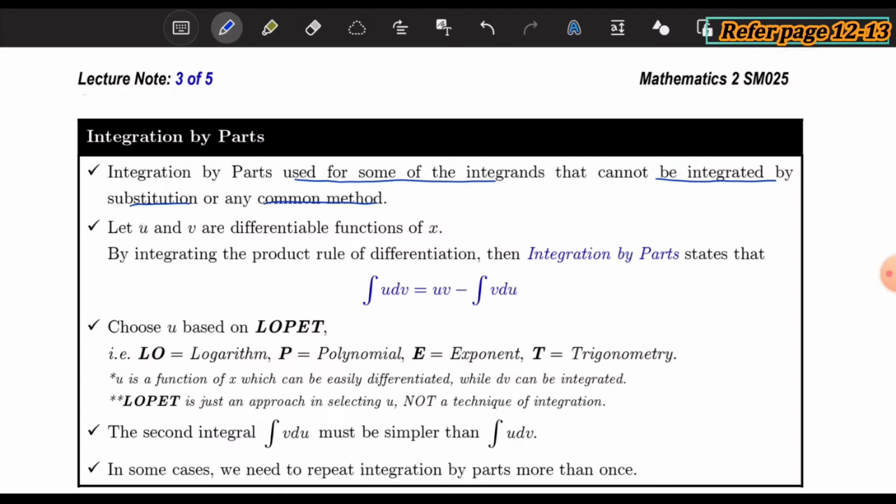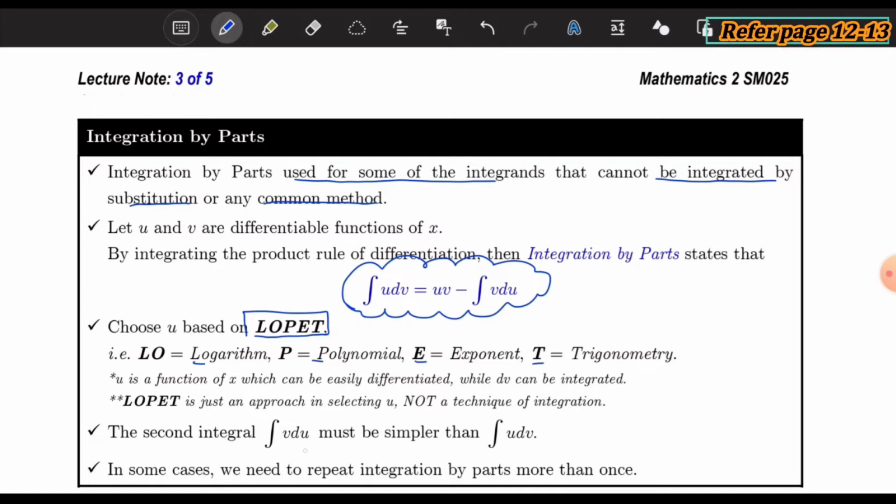For the by parts method, we let u and v be differentiable functions of x. By integrating the product rule of differentiation, integration by parts states that the integral of u dv equals uv minus the integral of v du. And to choose u, we can use the acronym LOPAC: LO for log function, P for polynomial, E for exponent, and T for trigo. This is the priority to choose u.